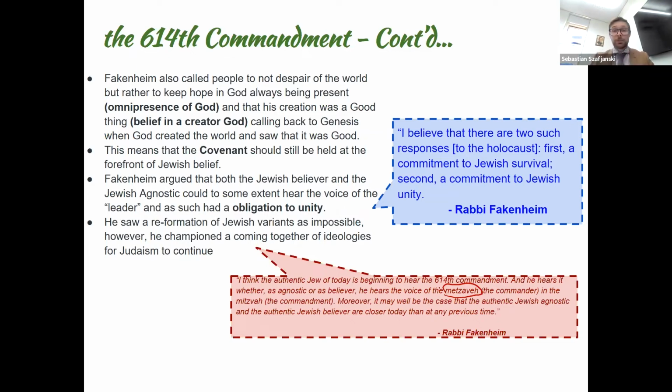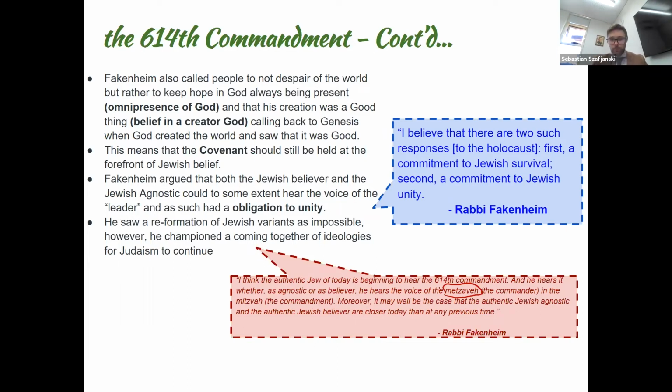And we'll have a look at the demography of Judaism very soon. But he hears the voice of the metzavah, the commander or the leader, in this 614th commandment. "And moreover, it may well be the case that the authentic Jewish agnostic and the authentic Jewish believer are closer today than at any previous time."